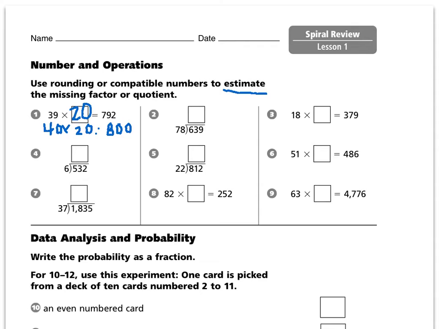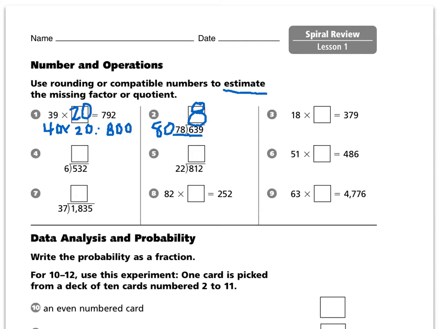For number 2, you need to think about how many times 78 can go into 639. I know that 78 is close to 80, and I would think 80 times what is close to 639, and I know that 8 times 8 is going to be 64, so I would do 8 as my estimated number.